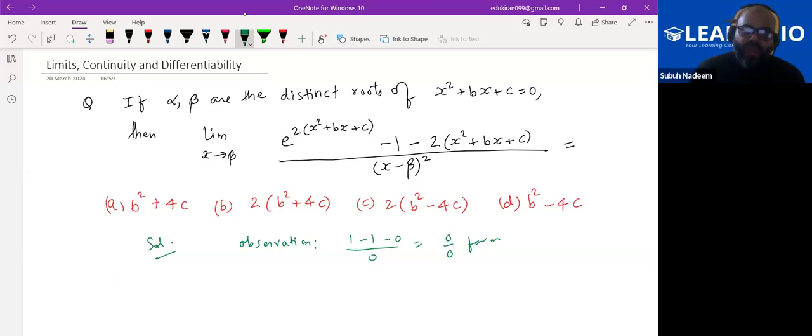So now what we have to do is to do something so that its value can be found out. So first give it a try and keep in mind that beta and alpha, these are the two roots which will help you in calculation. So first give it a try. I'm giving you a few moments for that. Then we'll discuss.